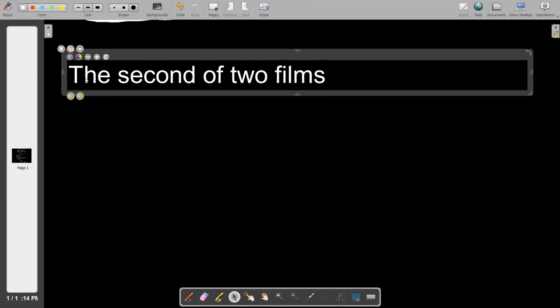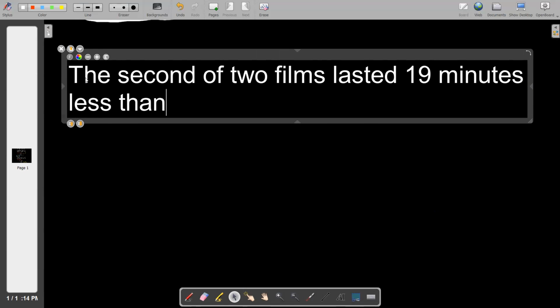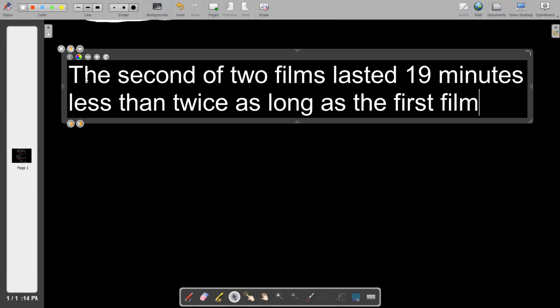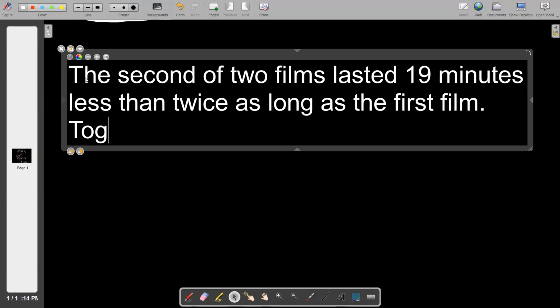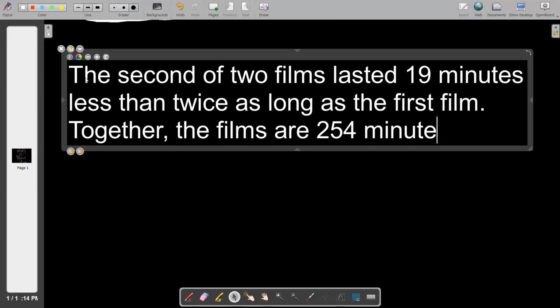The second of 2 films lasted 19 minutes less than twice as long as the first film. Together, the films are 254.